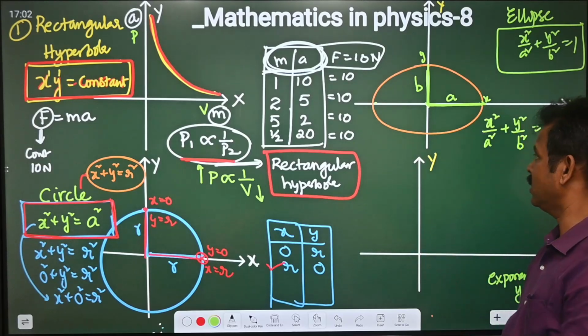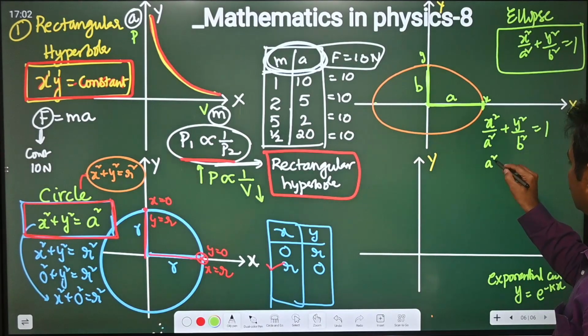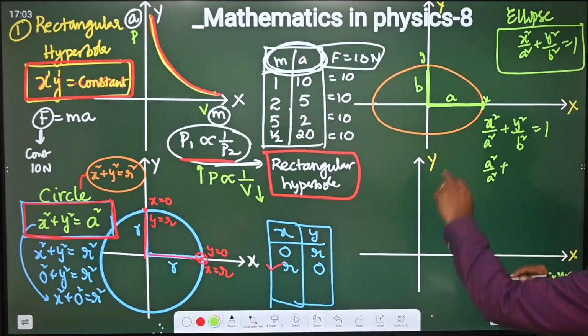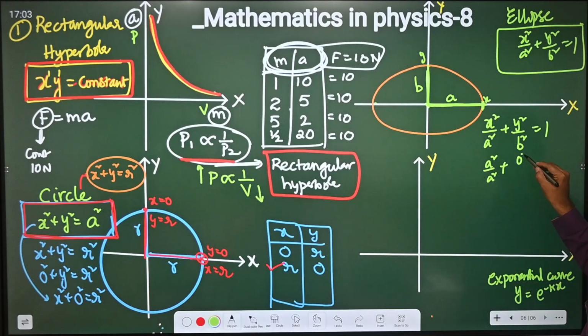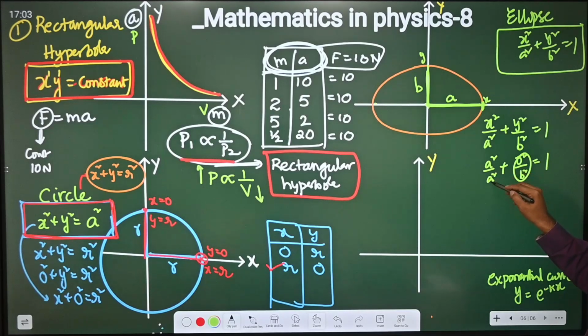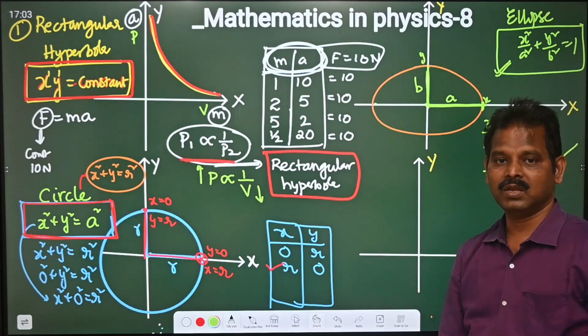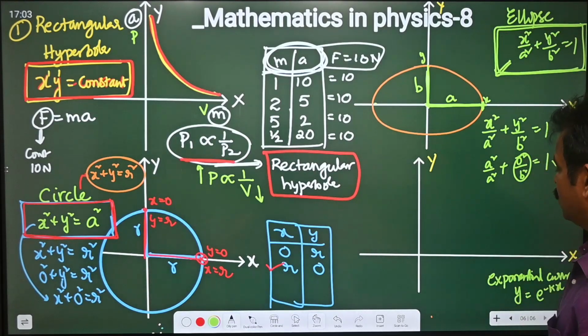And if you observe this, here x is equal to a, and if you substitute a here, a square by a square. And here on the x-axis, that x is equal to a, y will become 0. So 0 square by b square is equal to 0, 0 by anything is 0, a square by a square is equal to 1. So this is how we can prove this ellipse equation. So the ellipse equation is x square by a square plus y square by b square is equal to 1.